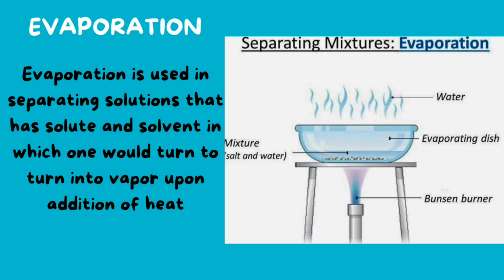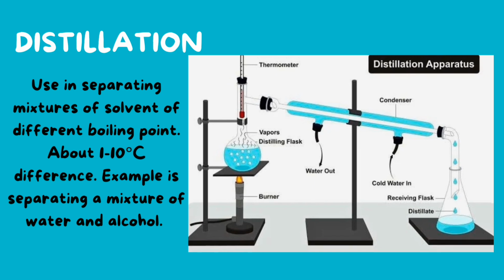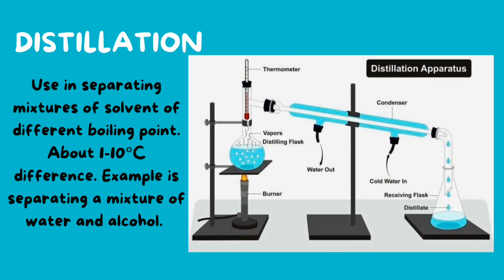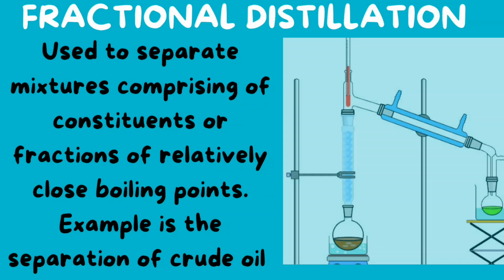We also have another separating technique which is called distillation, which can be simple distillation or fractional distillation. Simple distillation is used in separating mixtures of solvents with different boiling points, about 1 to 10 degrees Celsius different. An example is the separation of a mixture of water and alcohol. Water boils at 100 degrees Celsius, alcohol boils at 78 degrees Celsius. So alcohol will distill first, passing through the condenser and collected as the first distillate before water.